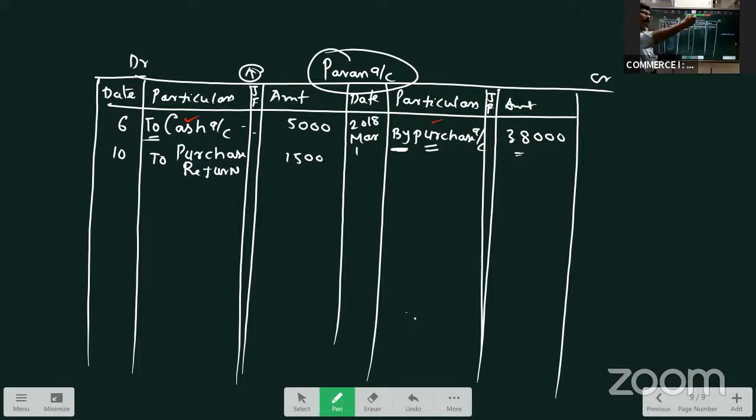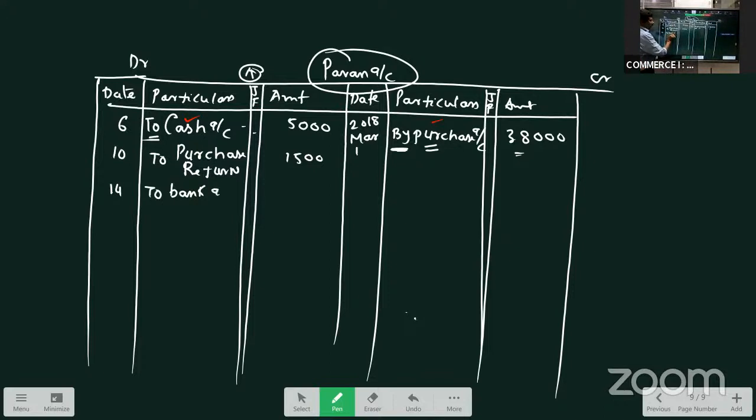Then paid to Pawan by cheque. We are paying Pawan by cheque. Pawan is receiving, isn't it? Pawan is receiving a cheque. So it again has to be written on the debit side. The date is 14. To bank. Whenever any payment is made through cheque or UPI or any online payment, what is affected?